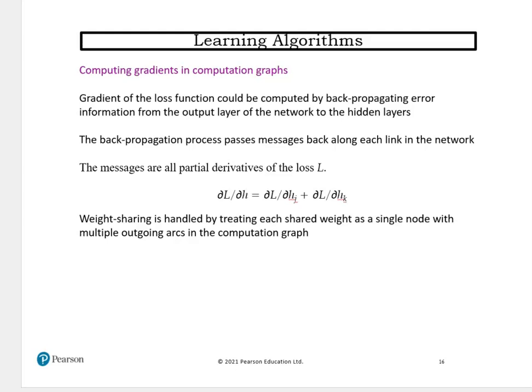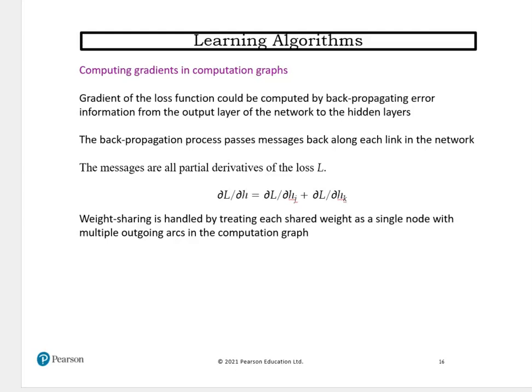So earlier we saw that the gradient can be calculated using backpropagation from the output layer all the way through all the hidden layers. And we also said that this result holds true in general for any feed-forward computational graph. So let's discuss this in more detail.